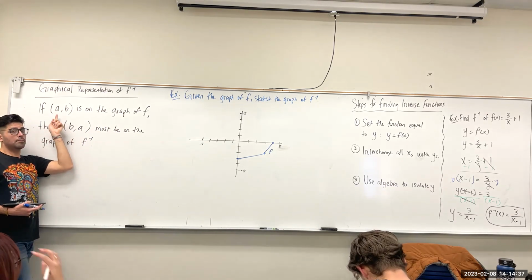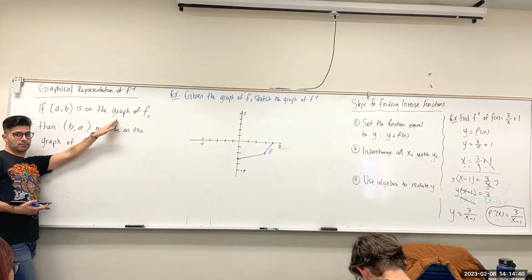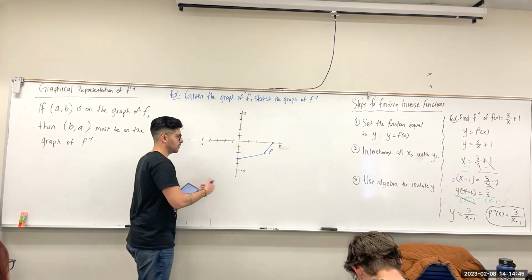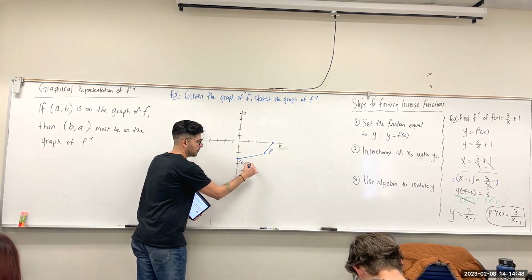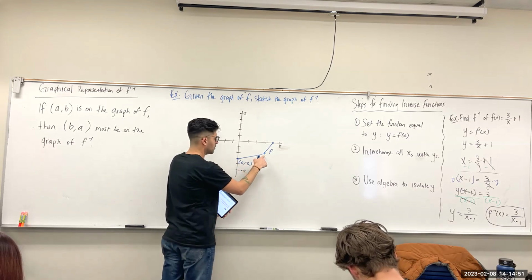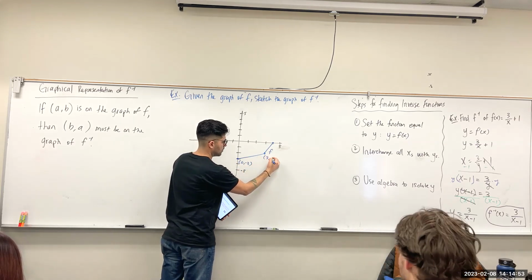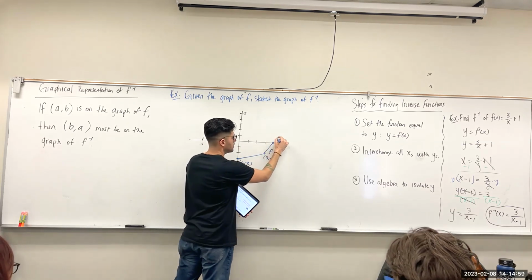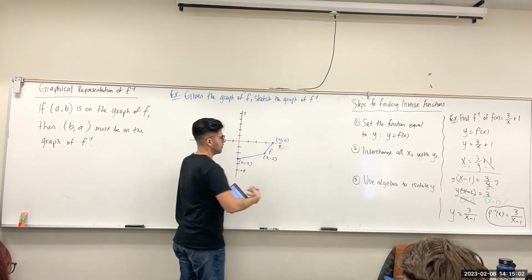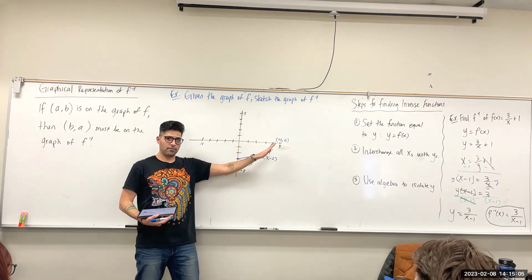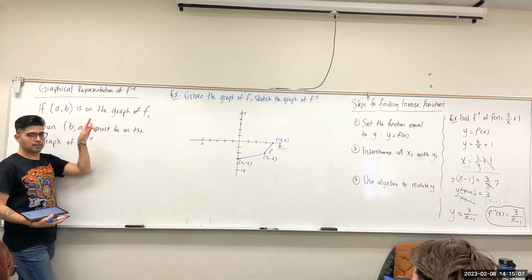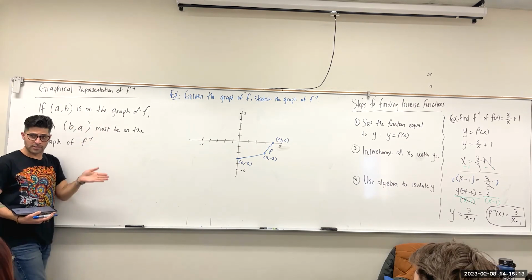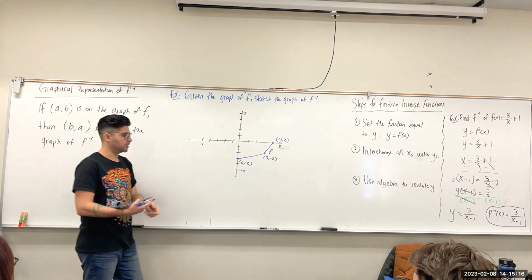You're going to find some points that lie on the graph of F. Let's do the obvious bolded ones and write the coordinates. So this is the point (0, -3). This one is (3, -2), and this one is (4, 0). So if these points lie on the graph of F, then you swap them, and they have to be on the graph of its inverse. It has to be because of the definition of inverse.